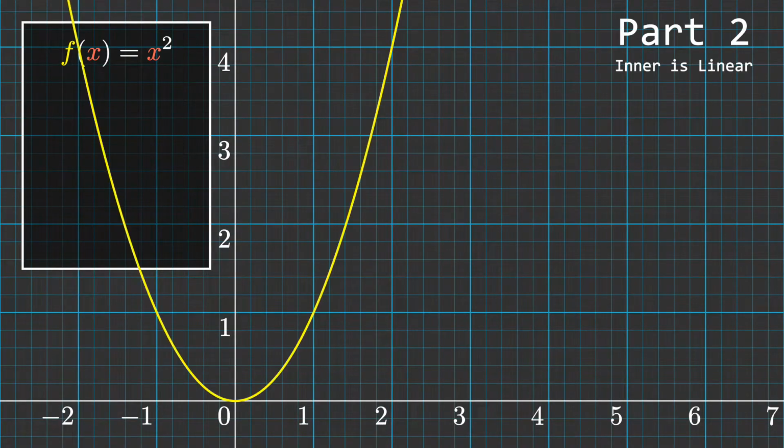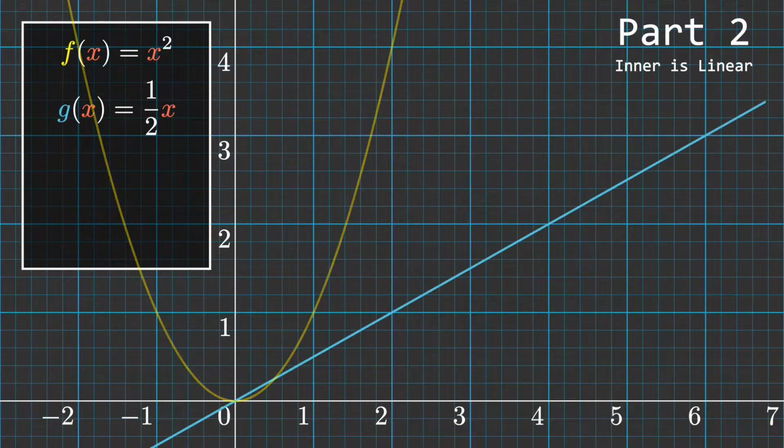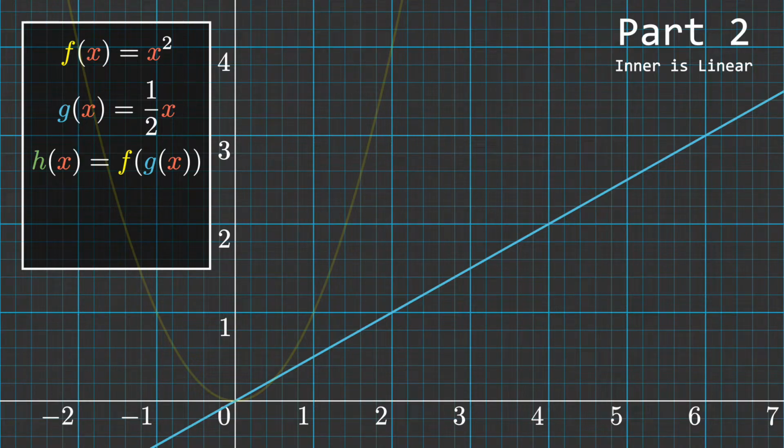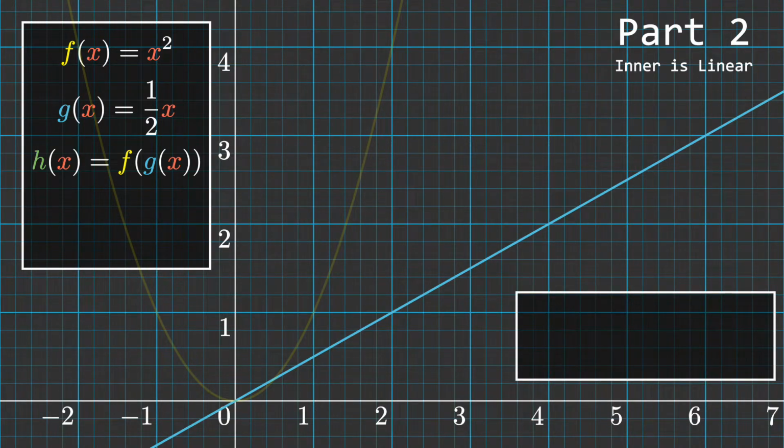Part 2. Let f(x) be x squared, g(x) stays linear, and their compound, f of g of x, be denoted by h. Since f and g are both simple graphs, given the graph of them, how do we construct the graph of h? In other words, what story does f of g of x tell us?